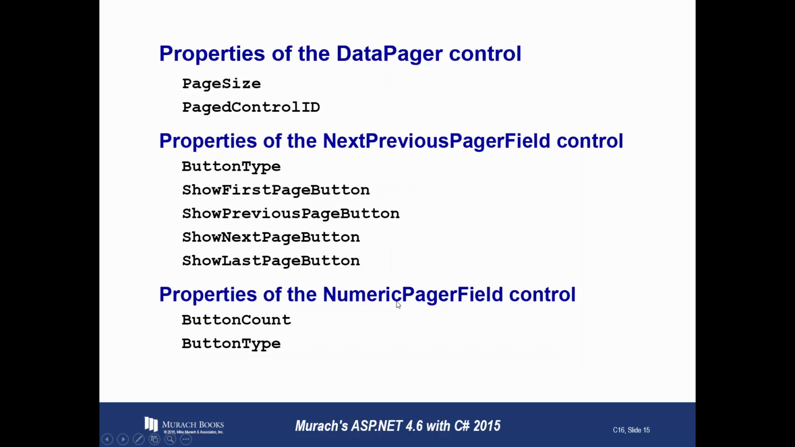The properties of the numeric pager field control are button count, which is the maximum number of buttons to display, and button type, which is the type of buttons to display. Again, as we saw before with the button type for the properties of the next previous pager field, these can be button, image, or link.